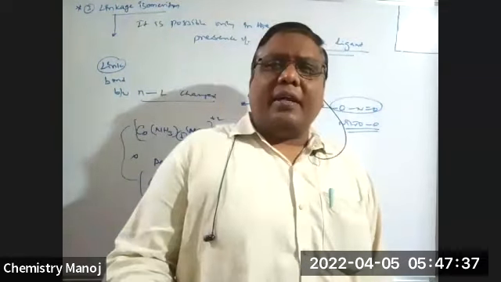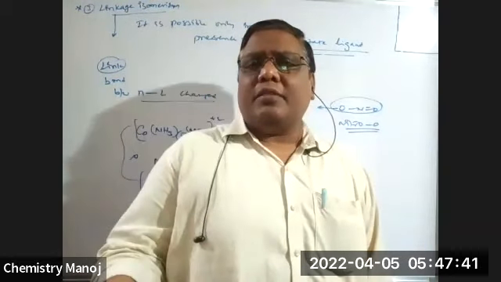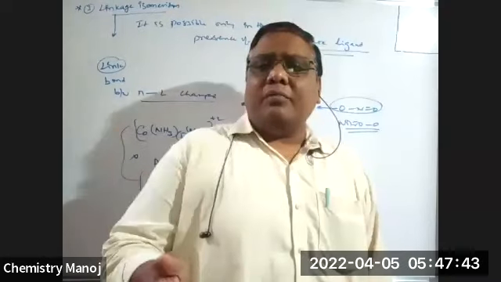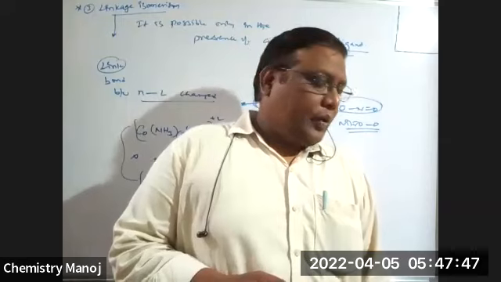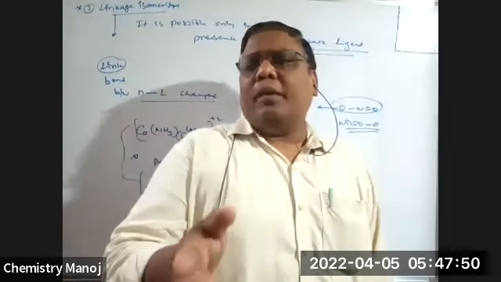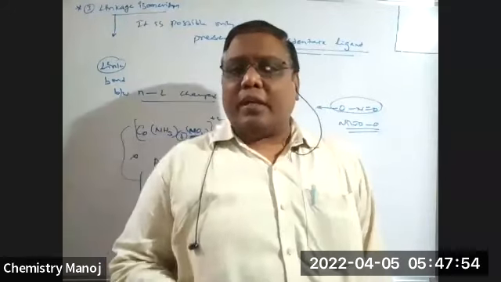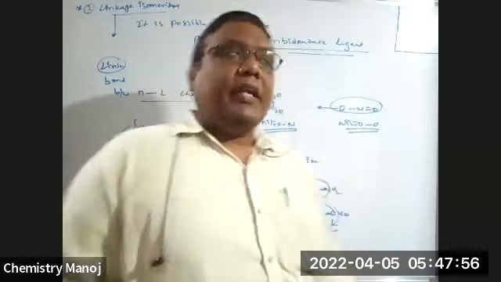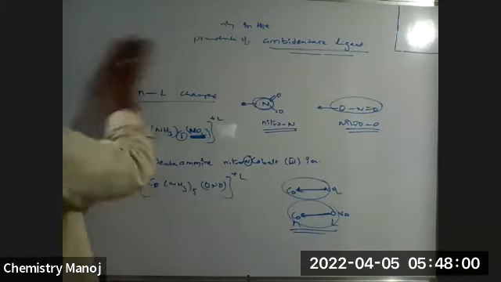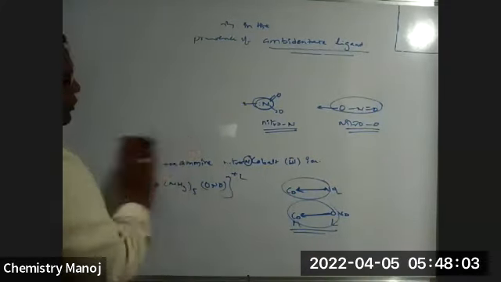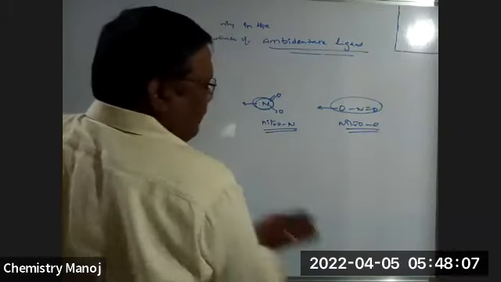What is an ambidentate ligand? That is a ligand having more than one donor atom, but at one time only one can donate. It should be monodentate, but it has more than one donor atom. That is an ambidentate ligand. This is linkage isomerism, I hope you can understand. Yes, sir, 100%.